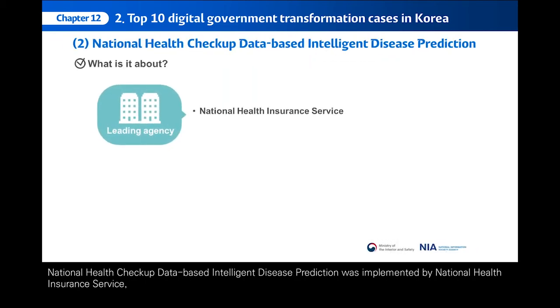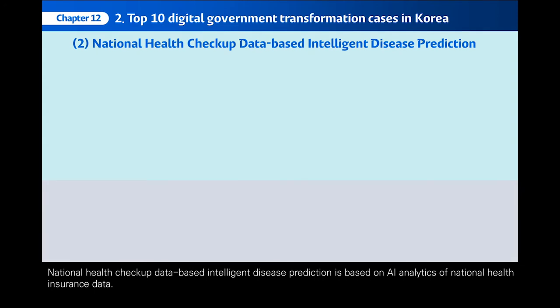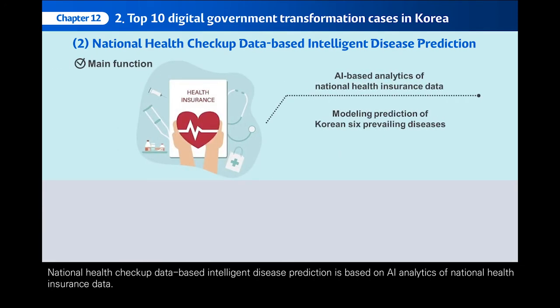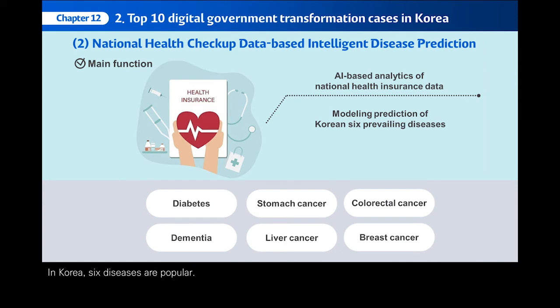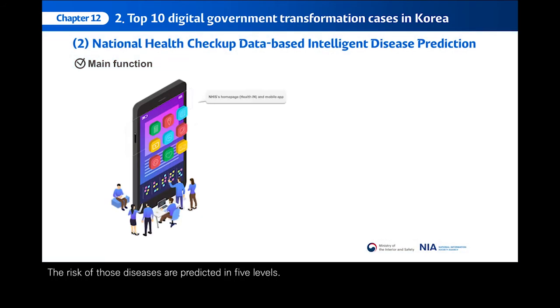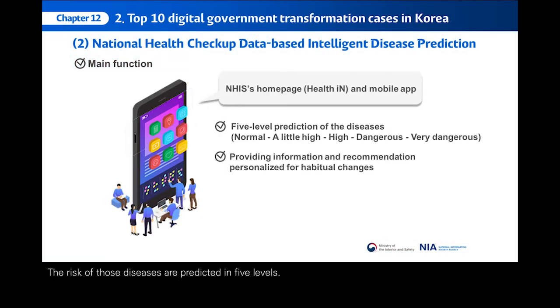National Health Checkup data-based intelligent disease prediction was implemented by the National Health Insurance Service. It is based on AI analytics of national health insurance data. In Korea, 6 diseases are popular. Probability and potential risks of these diseases are predicted. The risk of those diseases is predicted in 5 levels. The system provides information and recommendations personalized for habitual changes.